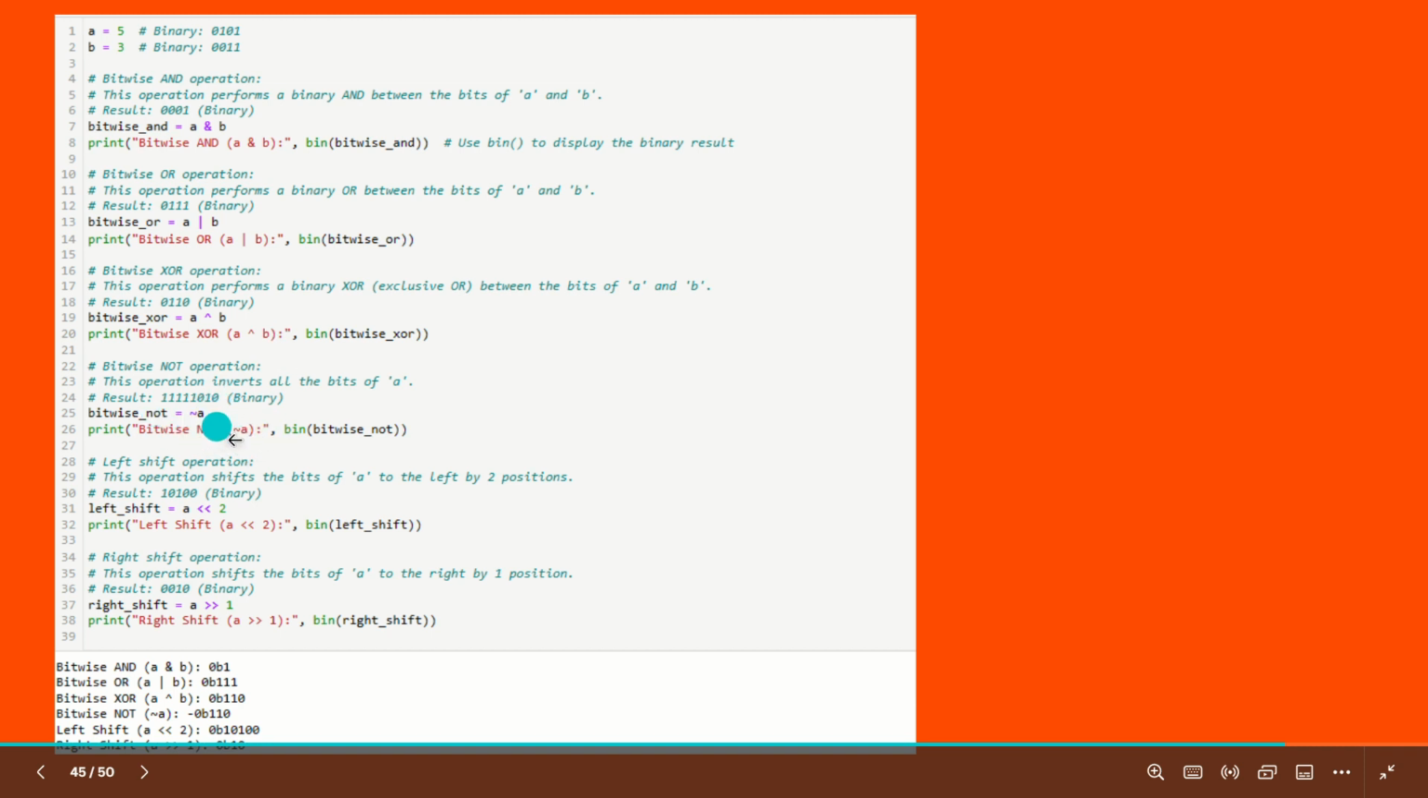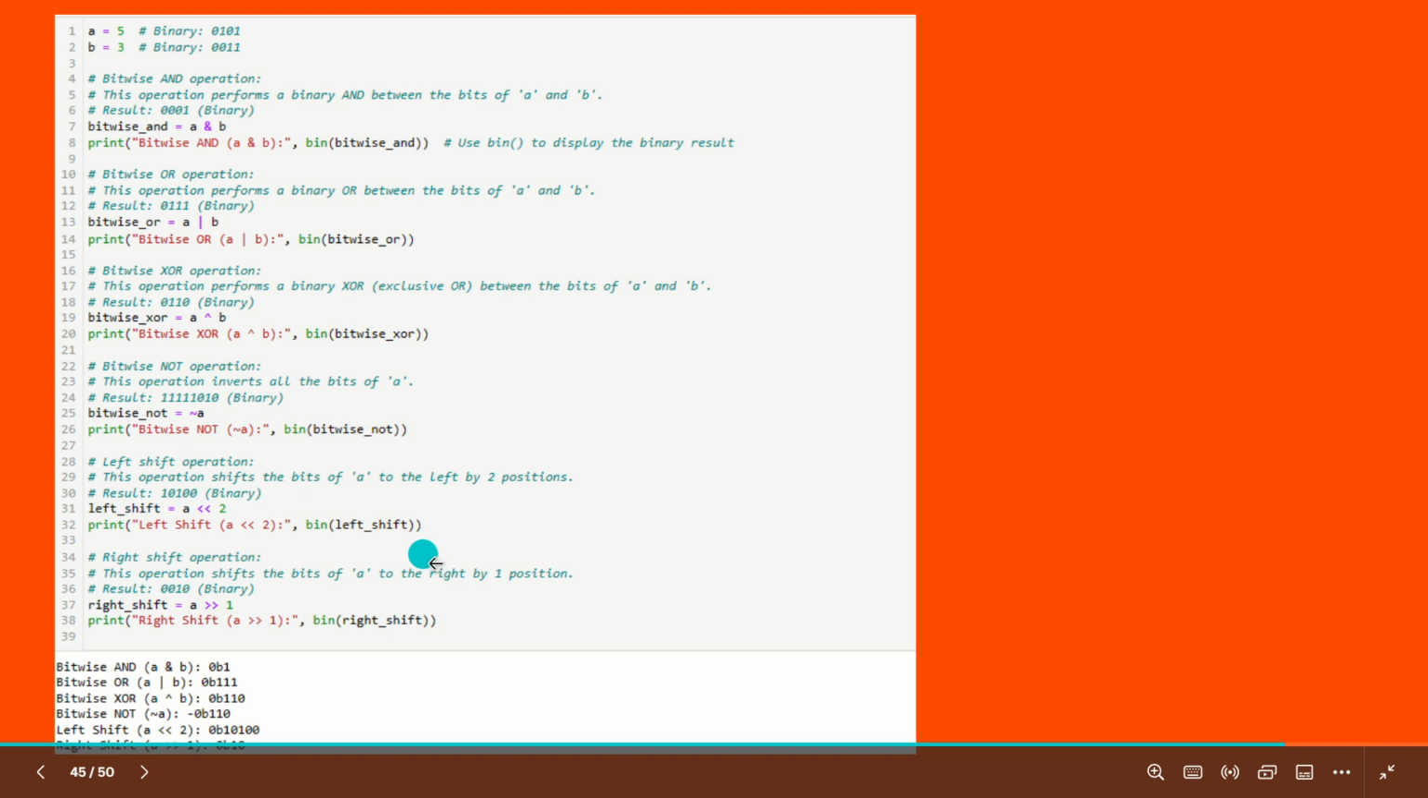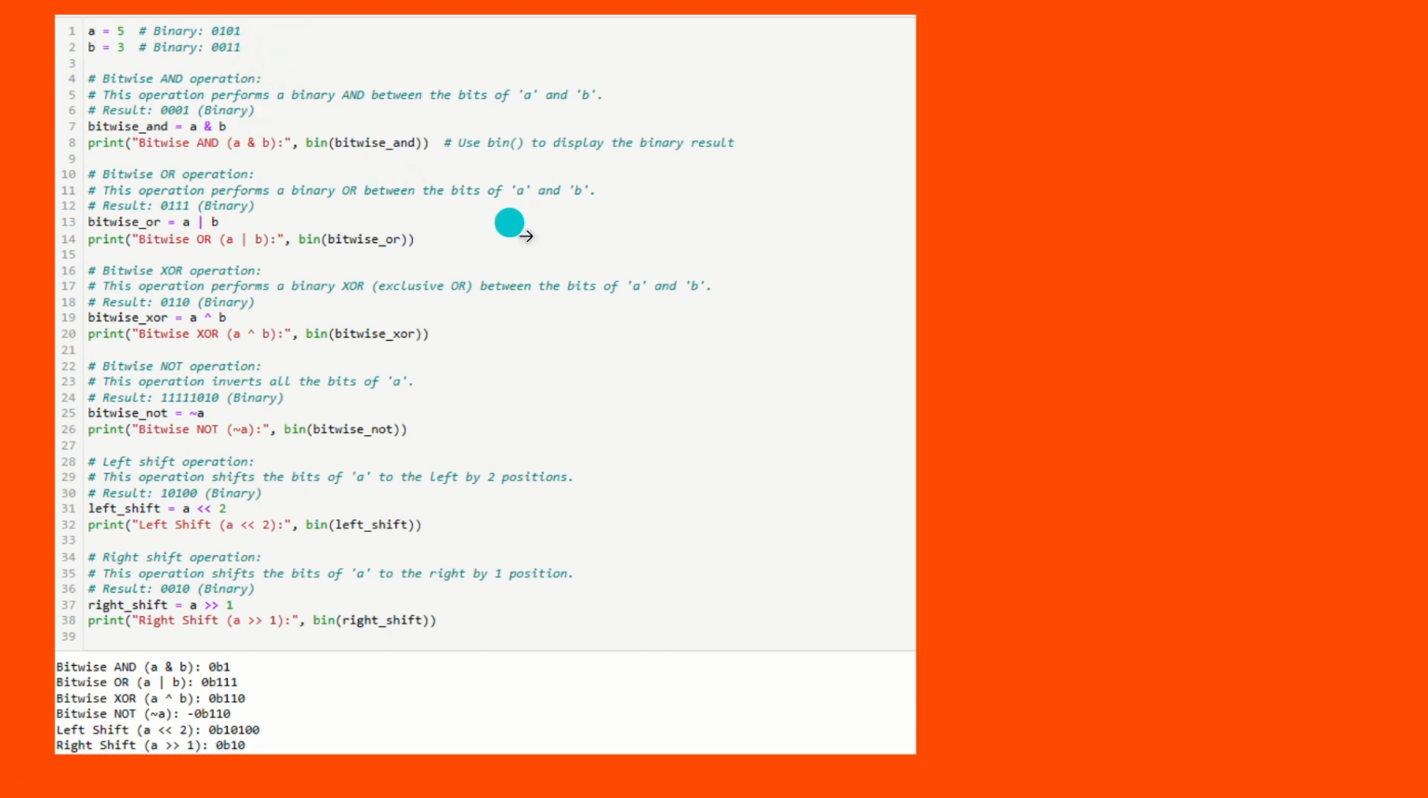Done. Next, NOT operation. NOT of A. A is 0, 1, 0, 1. What the NOT operation does is, if it is 0, it makes it 1. If it is 1, it makes it 0. Understood? So 5 is nothing but 1, 0, 1. It becomes 0, 1, 0, which is NOT of A. Understanding? NOT of A. That's all. It just negates the value. If it is true, it makes it false. If it is false, it makes it true.